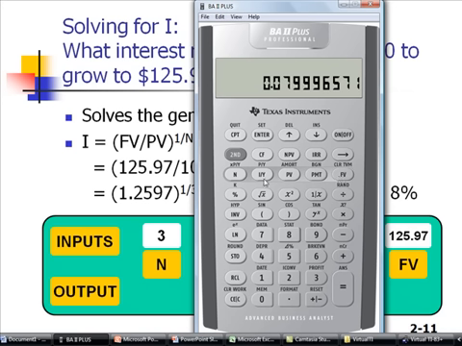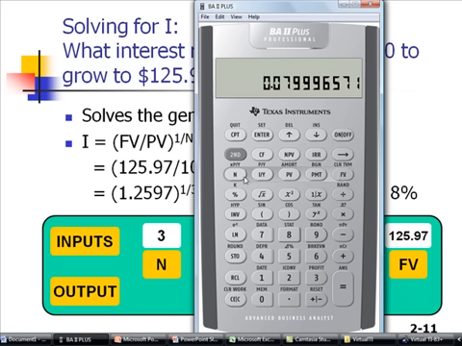Now, each one of these represents, if you will, a slot in the calculator's memory. You could think of it as an address or a register or something like that in the memory where a value is held that corresponds to these 5 quantities.